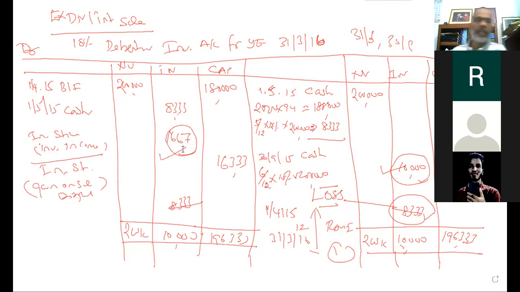Question number 3 and 4 we have finished off. Look at here, next one, partial disposal. Partial disposal is partly disposing of the company's holding. Now look at the partial disposal.